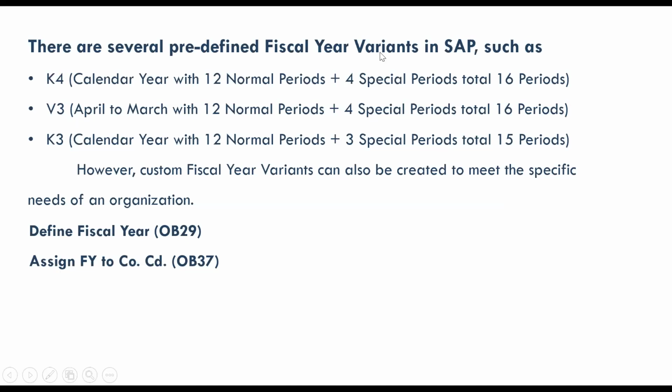There are several predefined fiscal variants in SAP, such as K4 for calendar year with 12 normal periods plus 4 special periods, total 16 periods. V3, we have April to March with 12 normal periods and 4 special periods, total 16 periods. And K3 is calendar year with 12 normal periods and 3 special periods. However, a custom fiscal year can also be created to meet specific needs and requirements. We'll see how to define the fiscal year, meaning how to create the fiscal year and how to assign it to our company code.